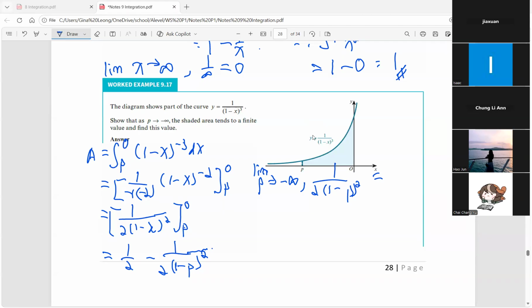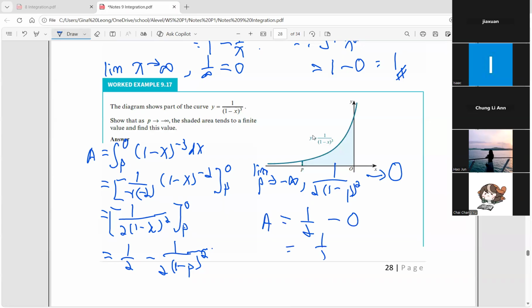So again, this is nearest to 0. I can set that this one is nearest to 0. We're not putting equal, we're putting nearest to 0. So if this is nearest to 0, now I go back to this one. My area will be 1 over 2 minus 0, which is 1 over 2. Okay, this is my finite value.